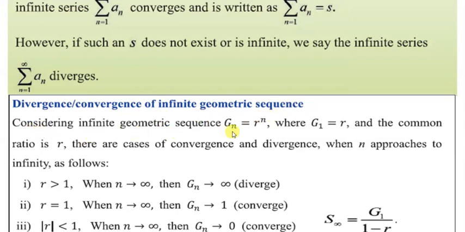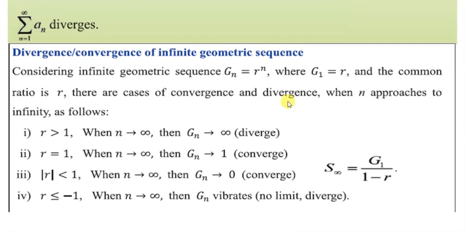Considering the infinite geometric sequence, Gn is equal to r to the power of n, where the first term G1 is equal to r, and the common ratio is r. There are cases of convergence and divergence when n approaches infinity, as follows.